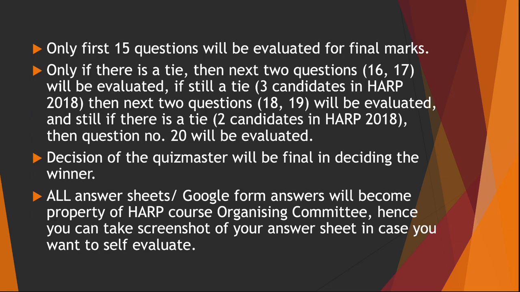Only the first 15 questions will be evaluated for the final marks. Only if there is a tie, then the next two questions, that is 16 and 17, will be evaluated. And if still there is a tie, as it happened with three candidates in HARP 2018, then the next two questions will be evaluated. And if still there is a tie, as happened with two candidates in HARP 2018, then question number 20 will be evaluated.